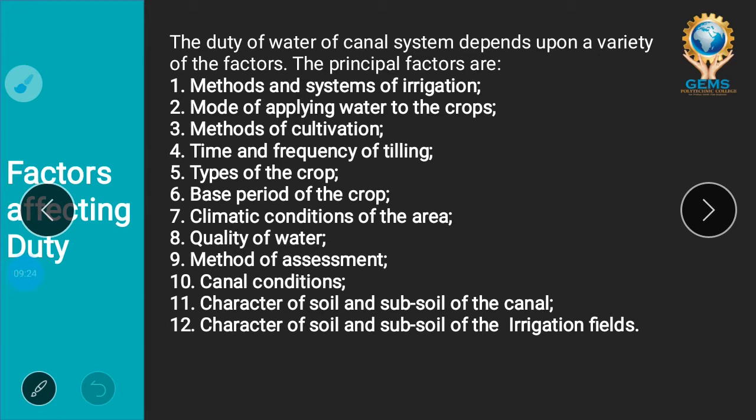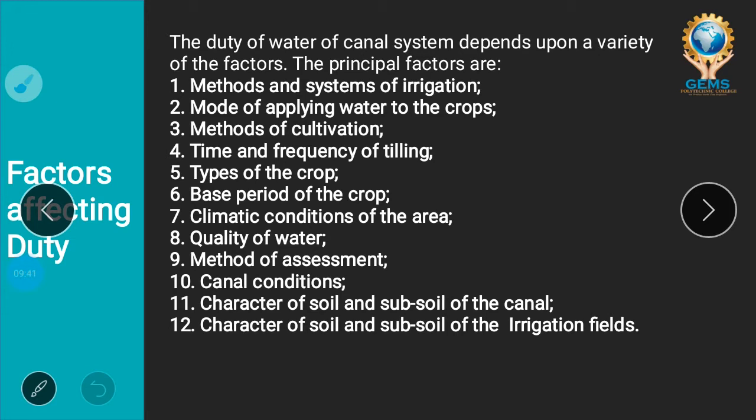Next is time and frequency of tilling. What is the base period, at which time you grow and how much time is required for full development? Tilling, like the water is supplied to all the areas and it is fully developed, that is known as frequency of tilling. Next is types of crop.